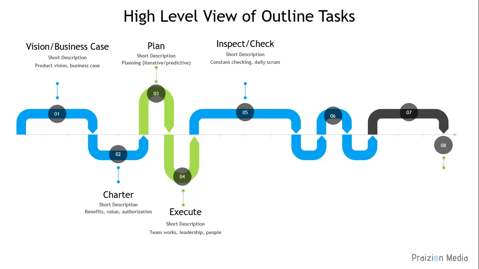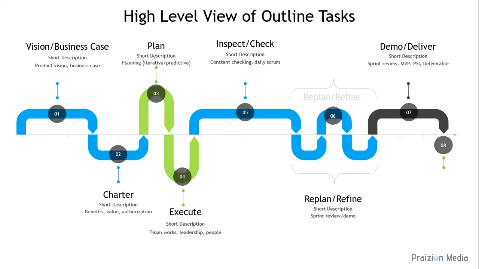There is an inspect and adapt step. And then there's a replan and refine step. We do a backlog grooming or backlog refinement, as we would call it. We do those things. We demo and we deliver. And then there's a retrospective. So that's the overarching idea of what happens on any project, be it in the world of Agile, predictive, or hybrid. There's always going to be vision, charter, plan, execute, inspect, check, replan, refine, demo, deliver, retrospect. Regardless where you do it, it does need to happen.